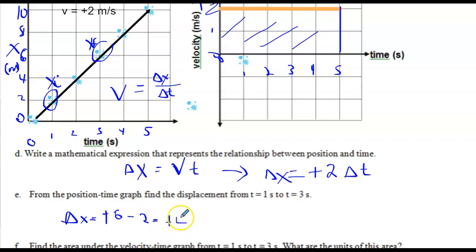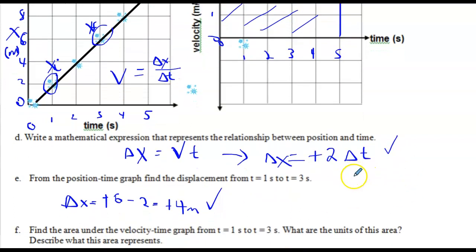So we moved 4 meters to the right in that time interval, and that checks out because it went from 2 up to 6. We can also plug in 2 here, and 2 times 2 gets you 4. So all of those things are working together in unison.